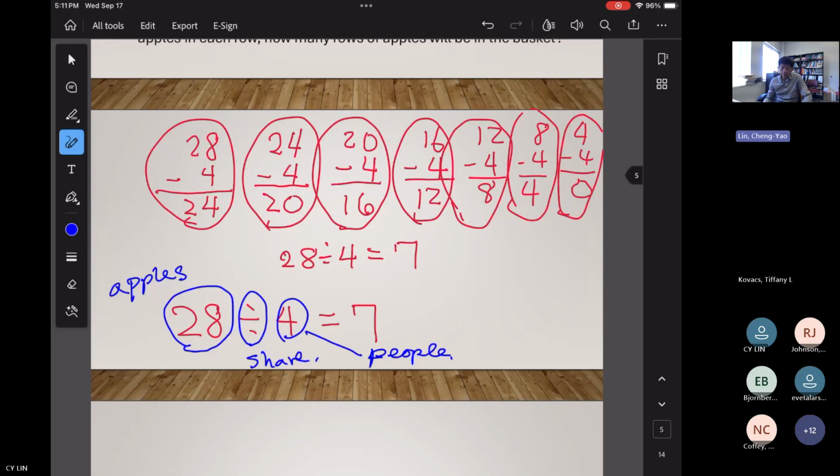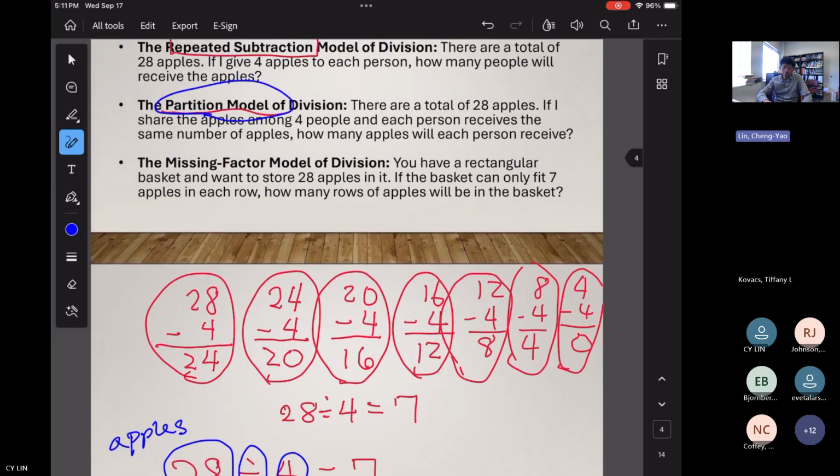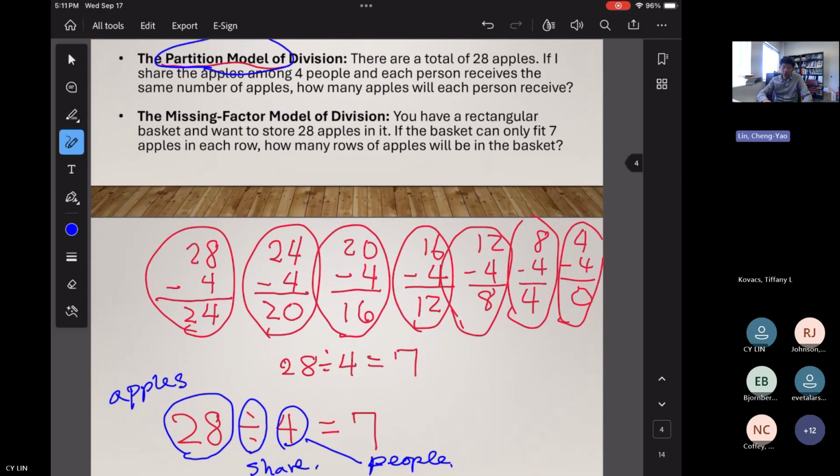Because you have 28 apples, we want to share among 4 people. Everyone can get 7 apples. So that is the partition model of a division.